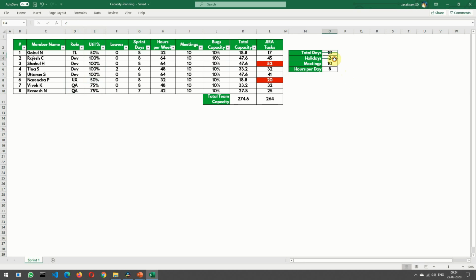There are 2 holidays coming up in the upcoming sprint. And there are a total of 10 hours being spent per team member on the team meetings. And the working capacity per team member is 8 hours per day.